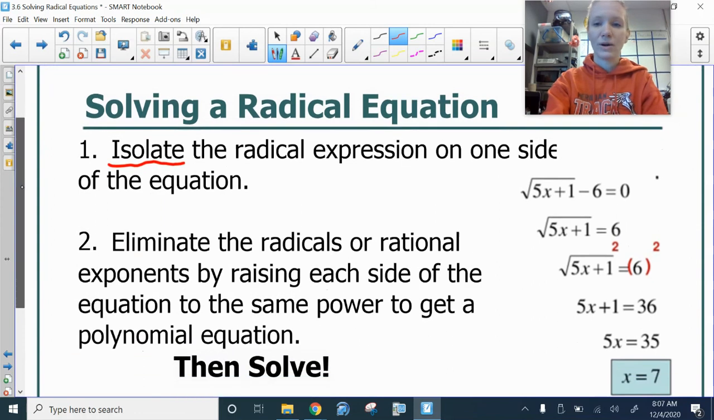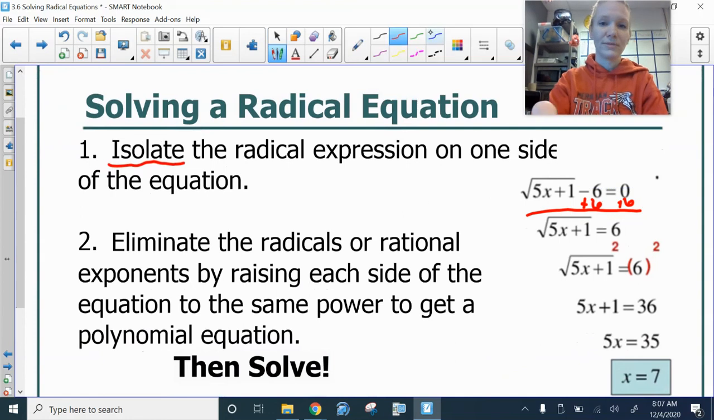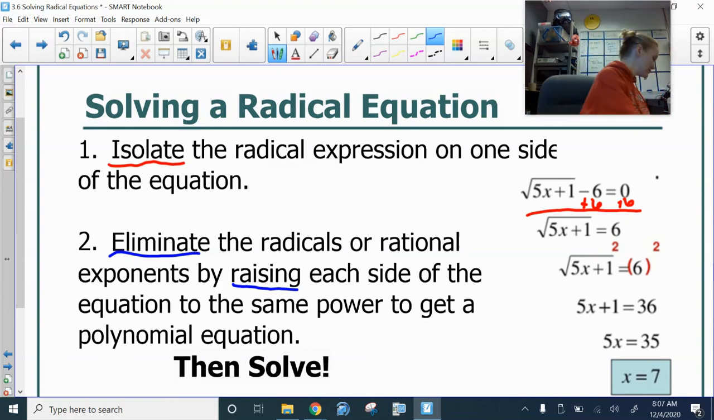So I have an example worked out here. Here I've got this equation. The first thing they did is they moved their 6 over. They just added 6 to the other side so that they can isolate the radical. That's step 1. Then step 2, eliminate the radical or rational exponents by raising each side of the equation to the same power to get a polynomial equation. What you do to one side, you do to the other.